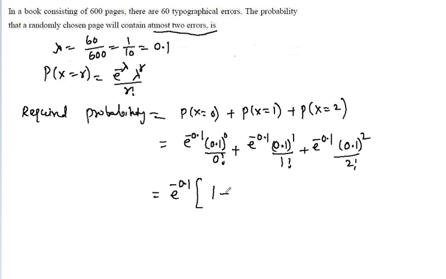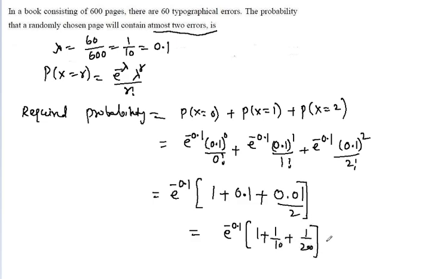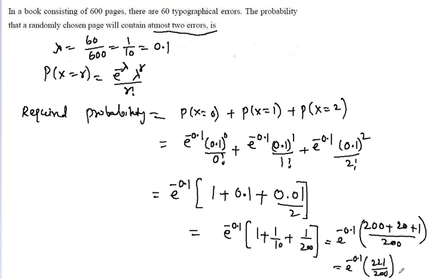0.1 power 0, this value is 1, plus 0.1, plus 0.1 whole square, that is 0.01 by 2. That is equal to e to the power of minus 0.1 into 1 plus, this 0.1 is 1 by 10, this is 1 by 200. That is equal to e to the power of minus 0.1 into, take LCM, that is 200 plus 20 plus 1 by 200. That is equal to e to the power of minus 0.1 into 221 by 200.